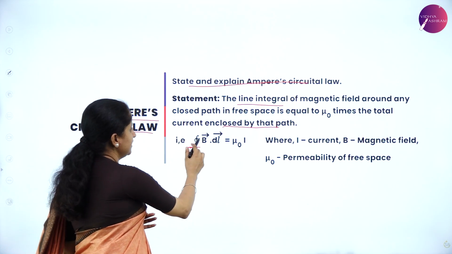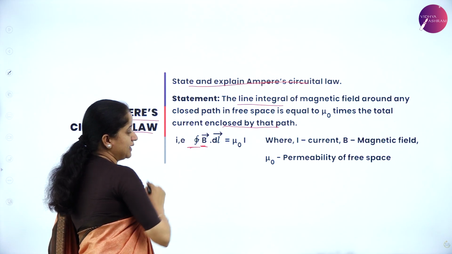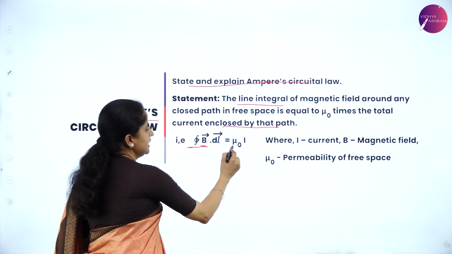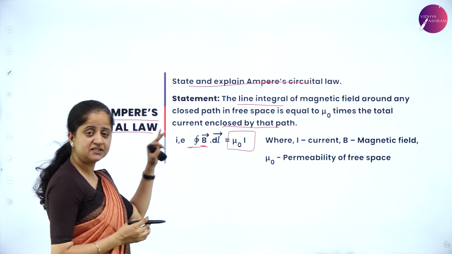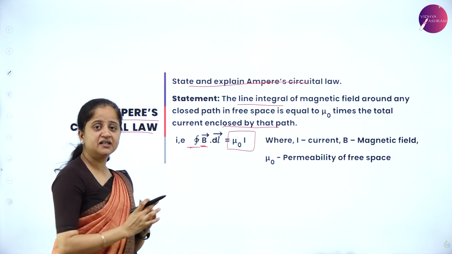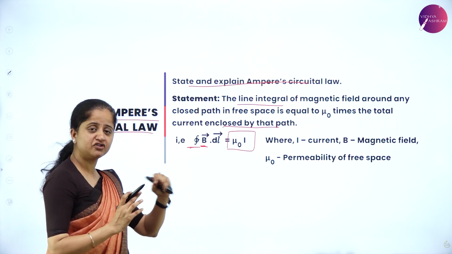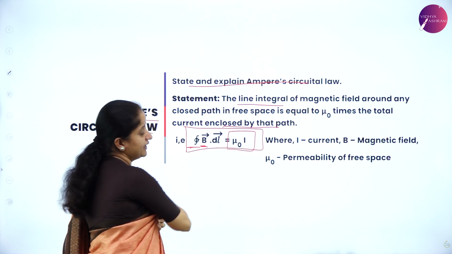So the line integral of the magnetic field, that is B, of any closed path in free space is equal to mu naught times the current enclosed by that path. So this is the statement of Ampere's circuital law. If you are finding the statement difficult to understand or to recall in examination, you can just remember the expression.